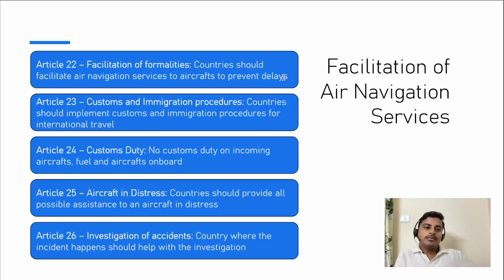Article 25, aircraft in distress. So every country that signed the Chicago Convention agrees to help aircraft in distress within its territory. Distress means an aircraft might be in danger or it might have met with an accident. So every country that has signed the Chicago Convention should help these aircraft with whatever possible measures they have, right? This includes situations like engine failure, medical emergencies, bad weather, or communication loss.